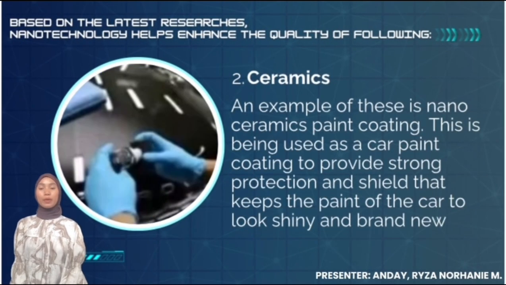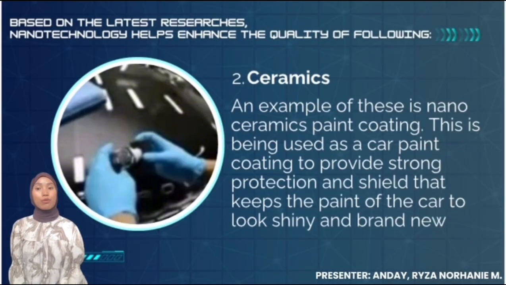Of course, we have ceramics. An example of this is nanoceramics paint coating. This is being used as a car paint coating to provide strong protection and shield that keeps the paint of the car to look shiny and brand new. So, if you could see, kung makikita mo yung chemical na yun, there's already added elements with that particular chemical that can provide strong protection and keeps the paint of the car looks shiny.